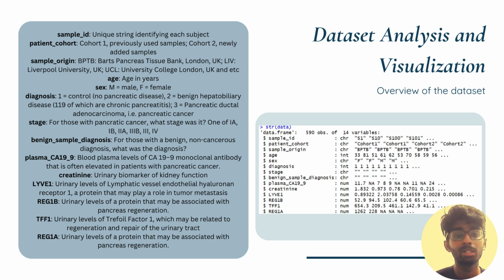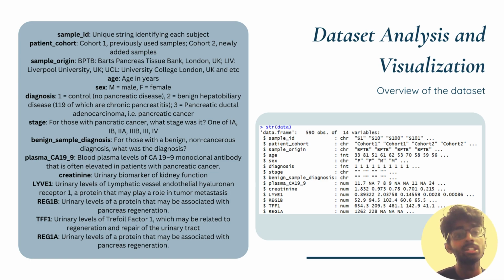And next, we have the benign sample diagnosis. For those with a benign, non-cancerous diagnosis, what was the diagnosis? For those with this diagnosis, they have a non-cancerous pancreatic disease. And next is the plasma CA19-9. In this, the blood plasma level of CA19-9, a monoclonal antibody that is often elevated in patients with pancreatic cancer, is recorded. After that, we have the creatinine.